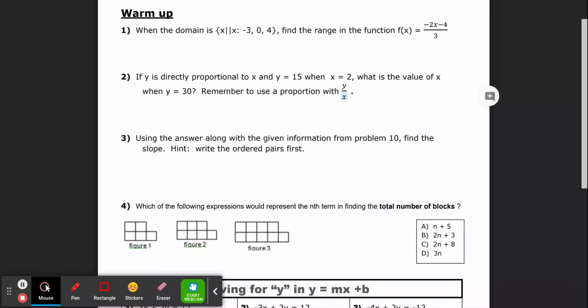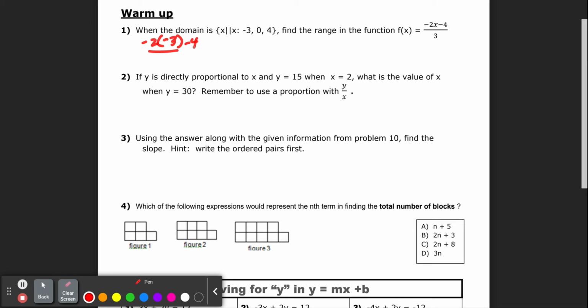At the top of note 17, we have a warm-up. It says when the domain is -3, 0, and 4, find the range in this function. So basically what we're going to do is put a -3 in place of x. I always put it in parentheses. And then -4, all over 3.